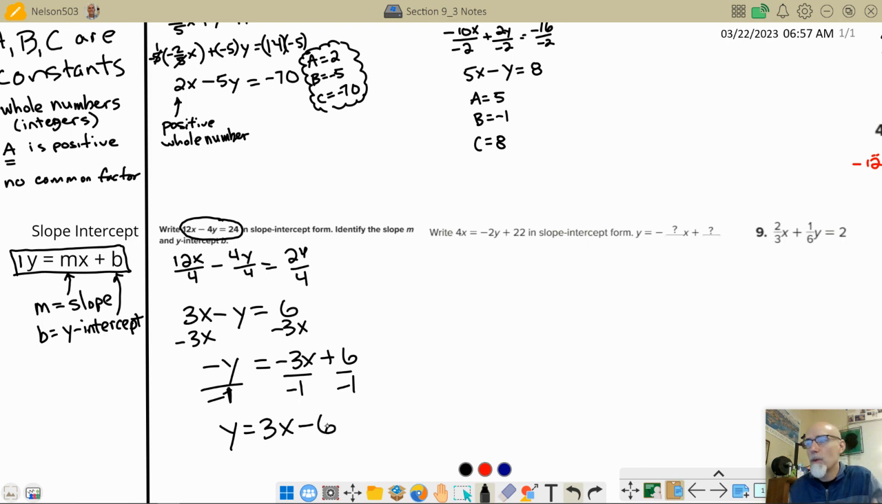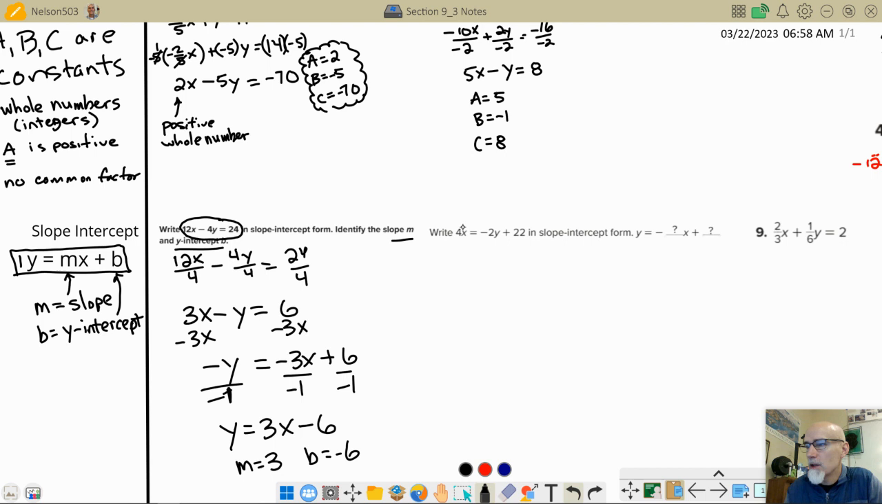All right, so they want us to identify the slope, and they want us to identify the y-intercept. Let's see, m is the 3 value, and b is the negative 6 value. So the y-intercept would be negative 6. Our slope is 3. Let's try another one.